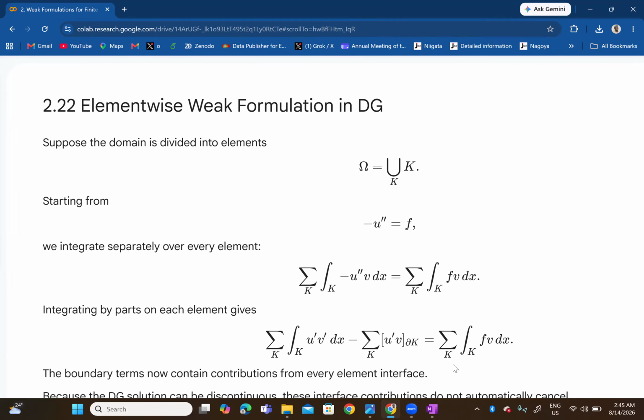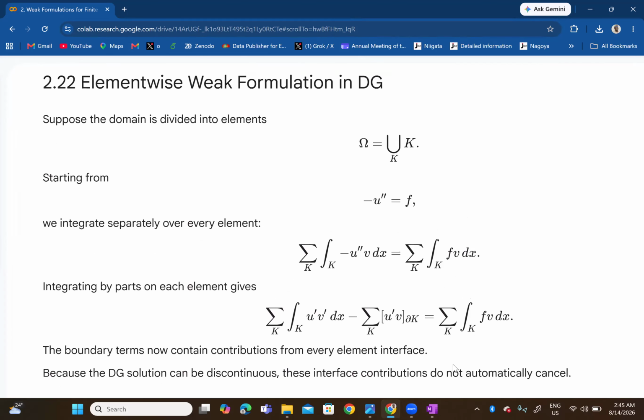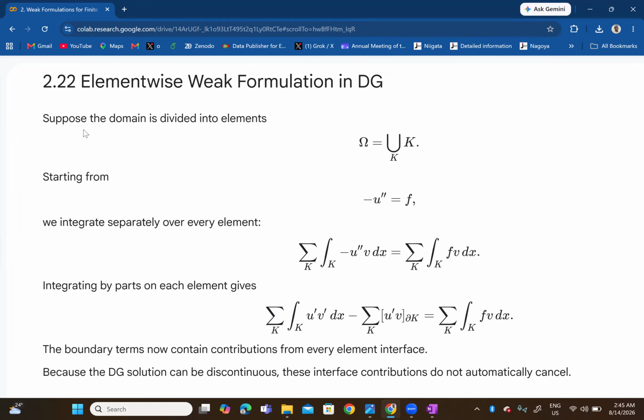So then we also have element-wise weak formulation in discontinuous Galerkin. Suppose the domain is divided into elements, so the domain is the union of all the elements K. Starting from minus u prime prime equals f, we integrate separately over every element, so every element has its own thing. So we have the summation over K of the integral over K of minus u prime prime v dx, and that's equal to the summation over K of the integral over K of f v dx.